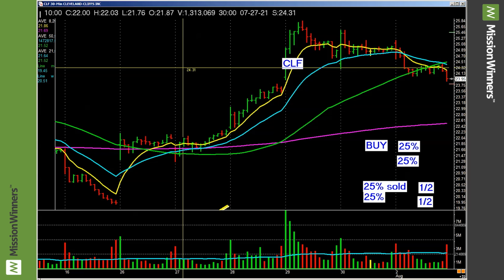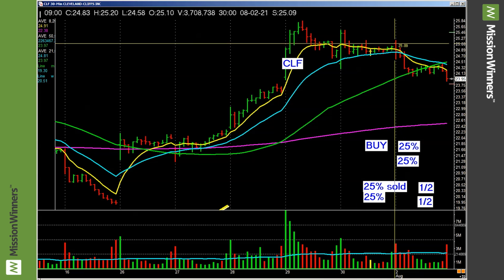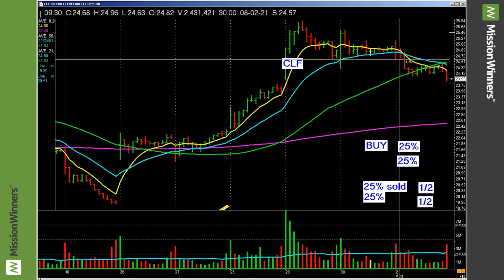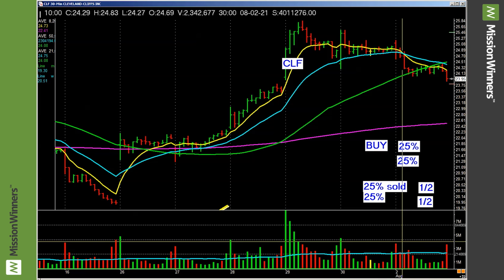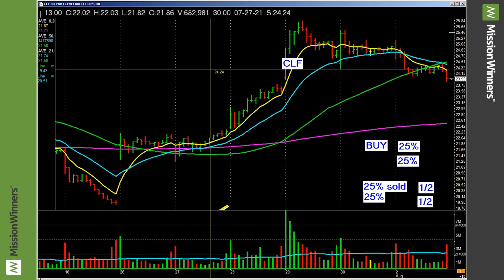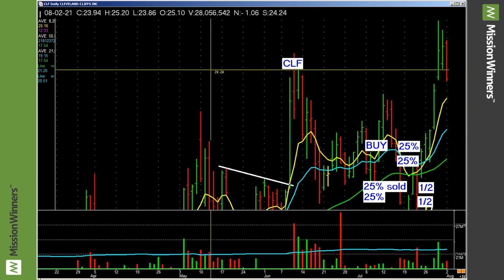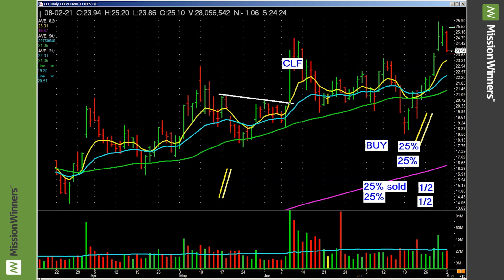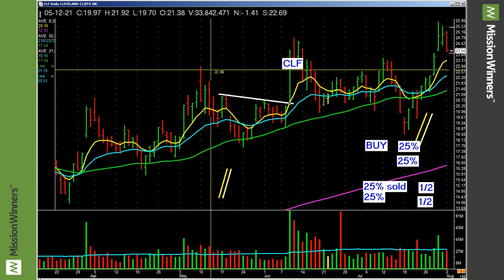Here's the 30-minute chart right here. It gaps up this morning, rallies up, and reverses down on a pickup in volume. We don't like that. When it starts falling, we sell some. It's that simple. I'm going to really reinforce this. Focus on the daily charts, then if it's failing or pulling back, look at the hourly chart and look at the 30-minute chart.